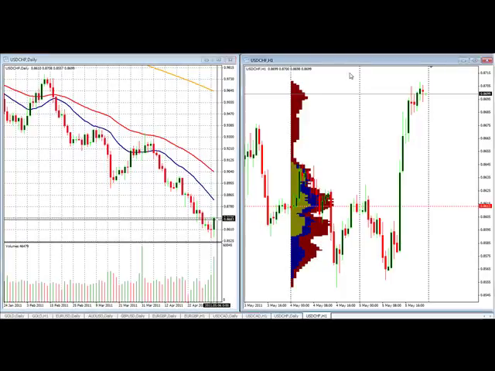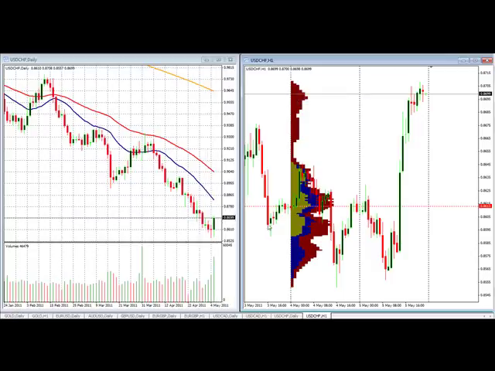We can see on the hourly that as we moved up, we have lighter volume, never really built out, starting to build out right here. So I would feel comfortable, if we make a new high, to consider going long at the high of the day.